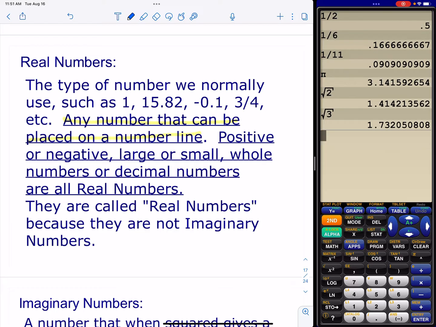That number could be positive or negative. It could be large or small. It could be a whole number, or it may have decimals in it. They're all real numbers. And the reason why they're called real numbers is because they're not imaginary numbers, which will be the next thing that we talk about. Now, real numbers is as far as you're going to be tested on. So that's as far as I'm going to go, as far as having you write down the definitions.